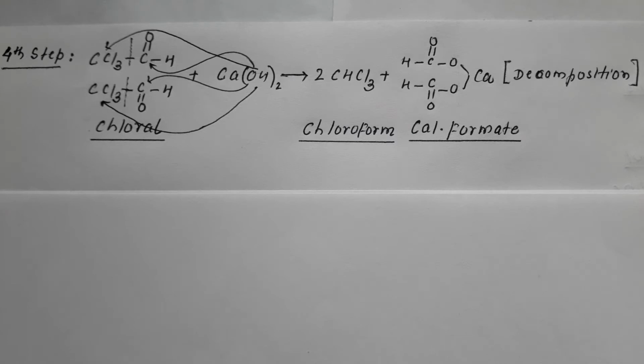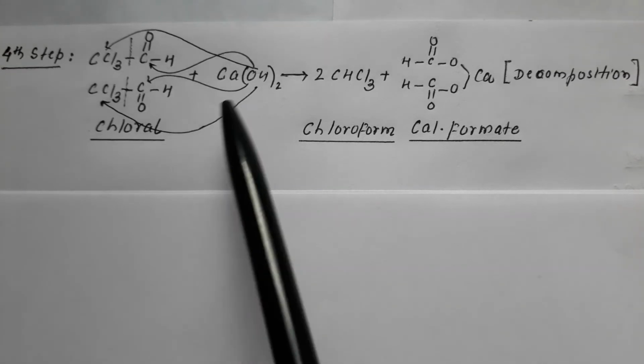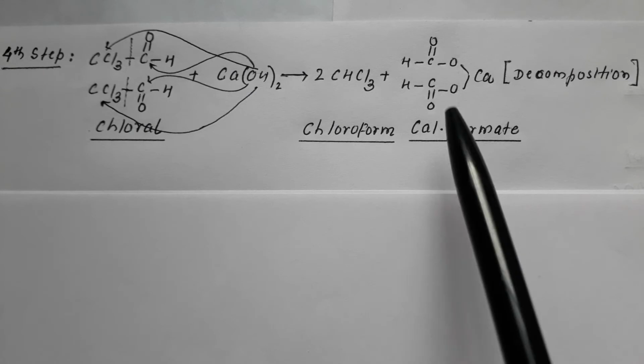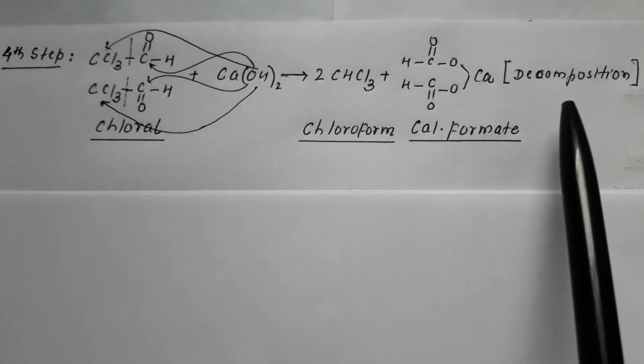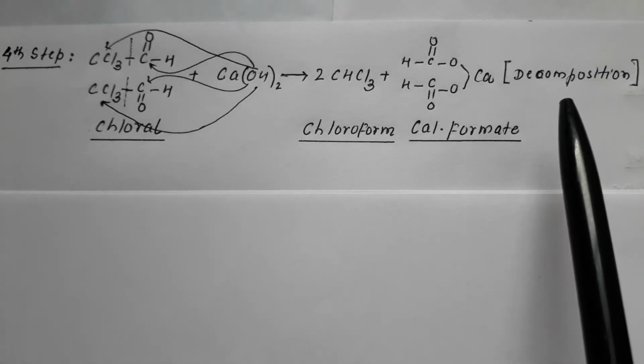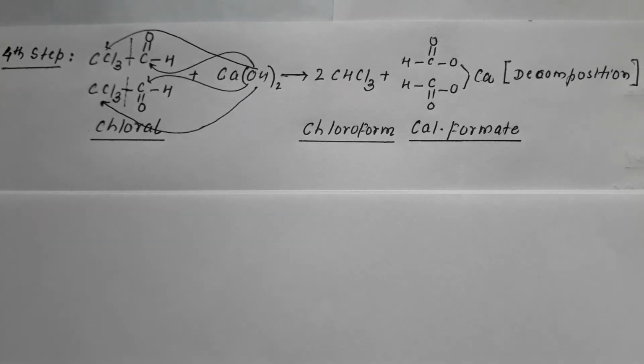In the first step, bleaching powder decomposed to give chlorine. In the second step, chlorine reacts with ethanol to convert it into ethanal. This reaction is called oxidation. Then ethanal reacts with chlorine to convert into chloral. This is called chlorination. And finally, chloral reacts with calcium hydroxide to give chloroform and calcium formate. This step is called decomposition. So hydrolysis is step number 1, oxidation is step number 2, chlorination is step number 3, and decomposition is step number 4.